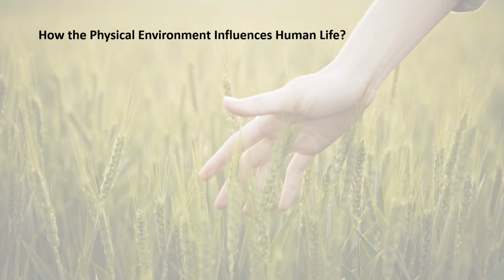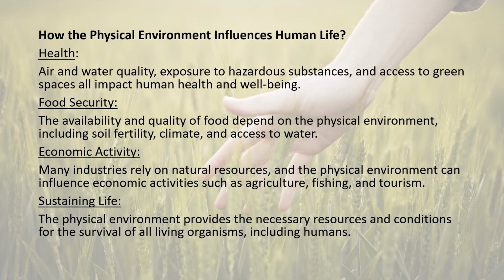Now, the question that comes to our mind is how the physical environment influences human life. The physical environment influences the health of an organism as air and water quality, exposure to hazardous substances, and access to green spaces all impact human health and well-being. Food security, the availability and quality of food depend on the physical environment, including soil fertility, climate, and access to water. As the countries where the climatic conditions are very harsh, they import the basic food items.